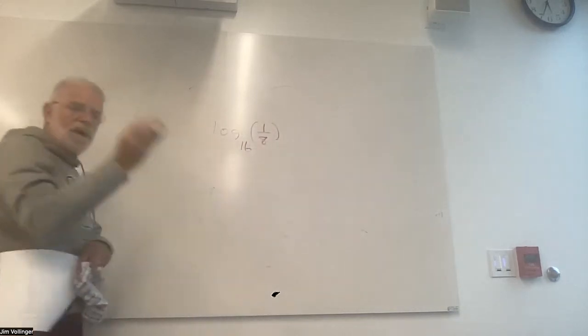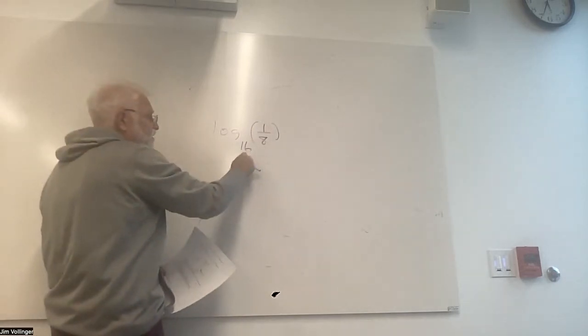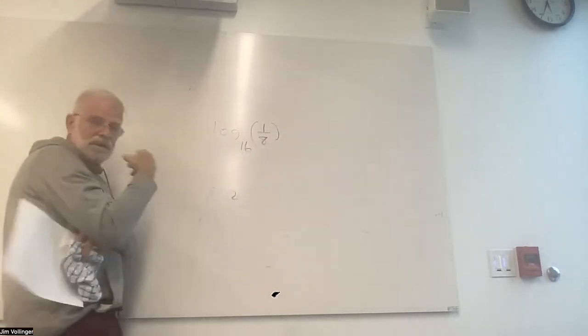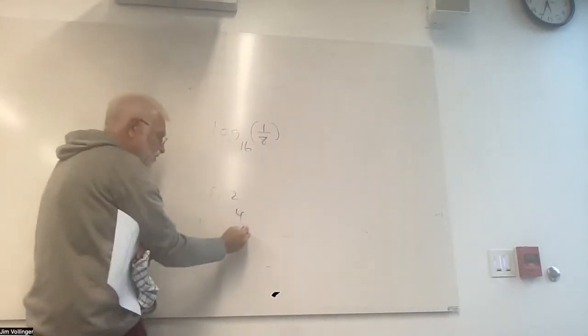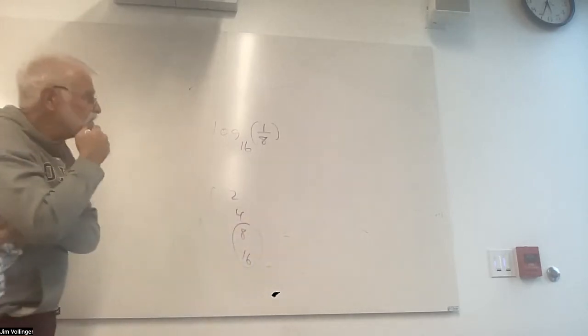All right, you're pausing the video. Well, when I look at this, I know that the link between multiples of 16 and 8 is 2. Because 2 times 2 is 4, times 2 is 8, times 2 is 16, and there are the two numbers I'm working with. So what do I have here?